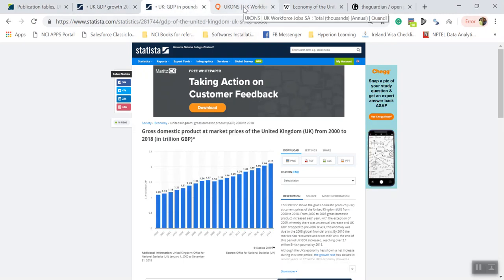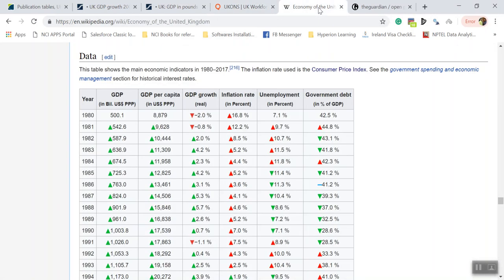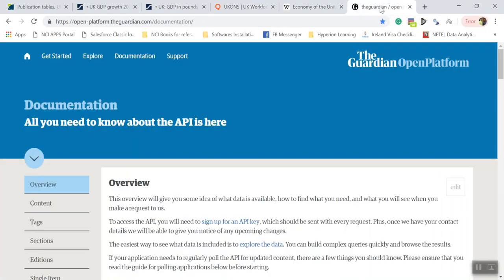Our third data set is Quandl, from where we have downloaded workforce data using an API. The fourth data set is from Wikipedia, which gives us the unemployment rate and the inflation rate. Our fifth data set is the Guardian News Repository. I have received access to the Guardian News Repository and the data is in JSON format. It is fetched using REST API. The news content is used for doing sentiment analysis of people in the United Kingdom.